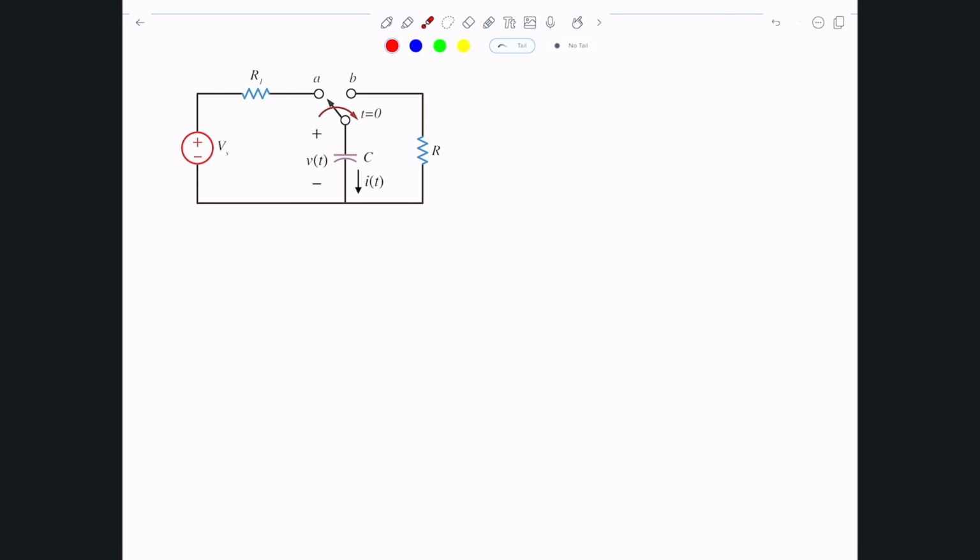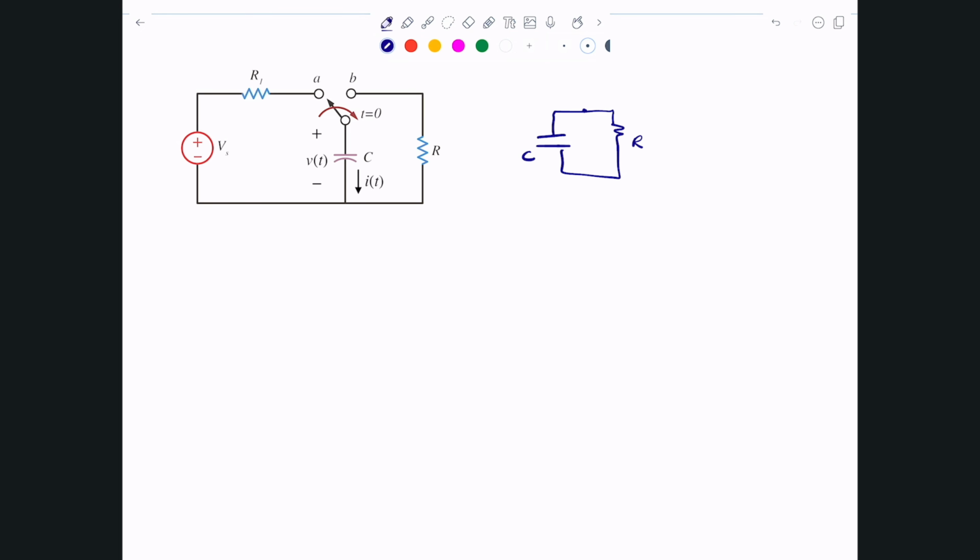In this circuit, the switch is at A for a very long time. So the source here charges the capacitor. The capacitor stores some energy, and at some time t equals 0, the switch goes to B. And then what we end up with is just a circuit that contains a capacitor in a single loop with another resistor in here. And this is just the natural response of an RC circuit. The capacitor will just naturally give its energy to the resistor.